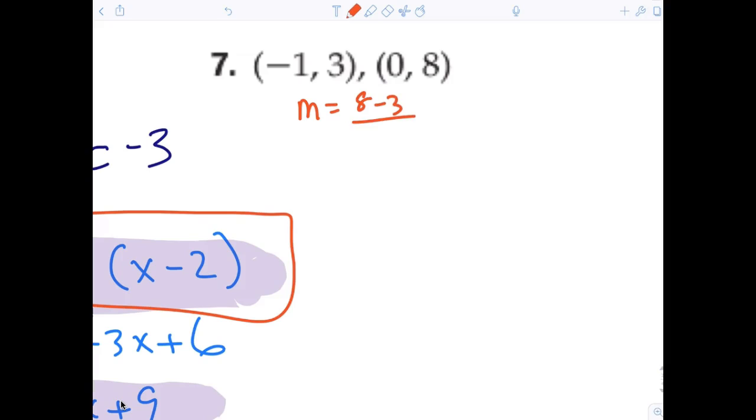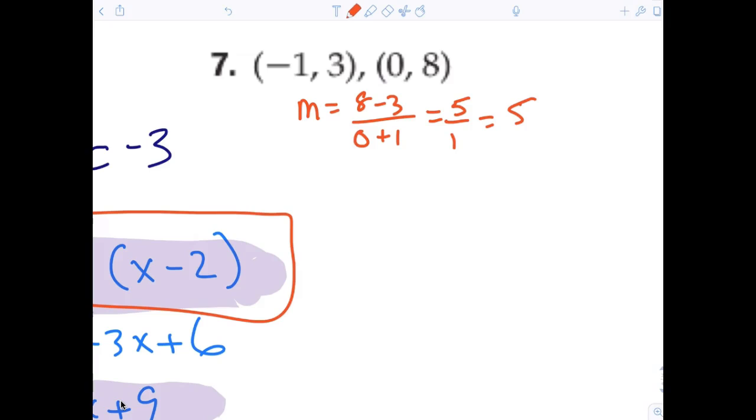8 minus 3 over 0 minus negative 1, which is 0 plus 1. So the final slope is 5 over 1, which is the same as, beautiful, 5. All right? Dalton, you can do that.